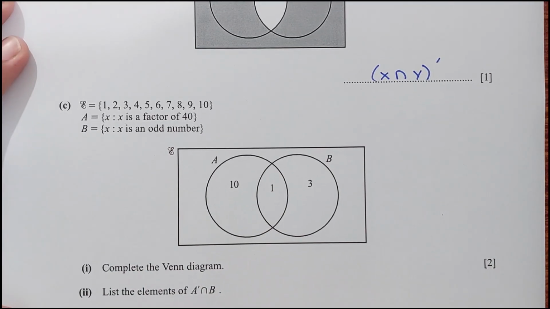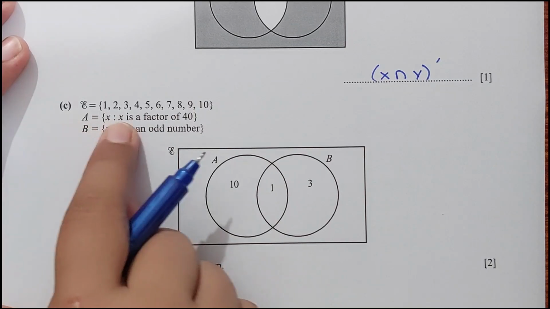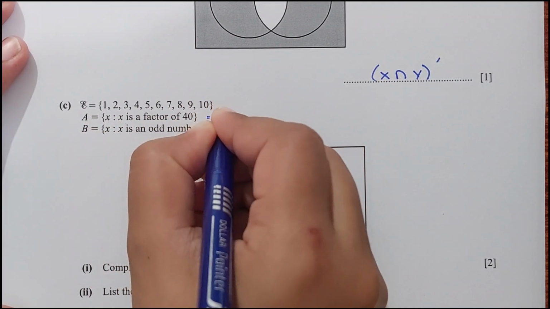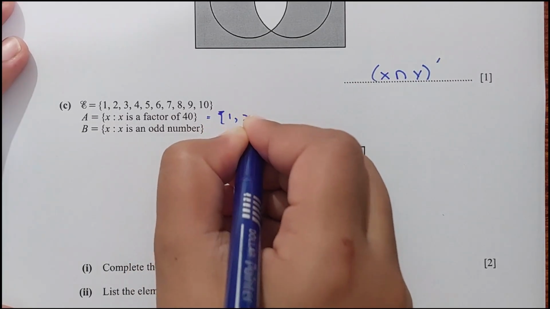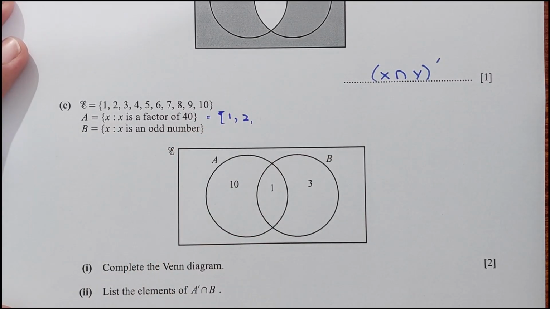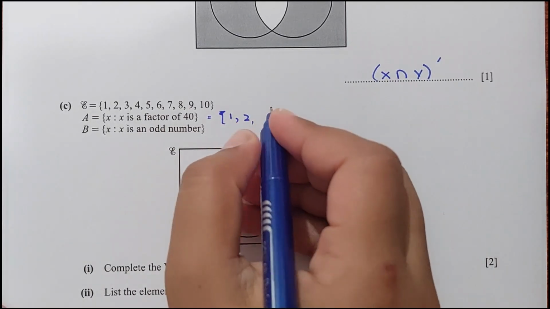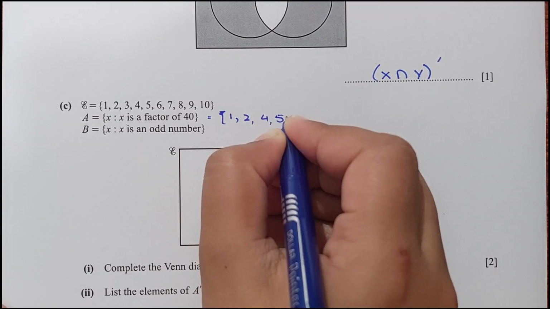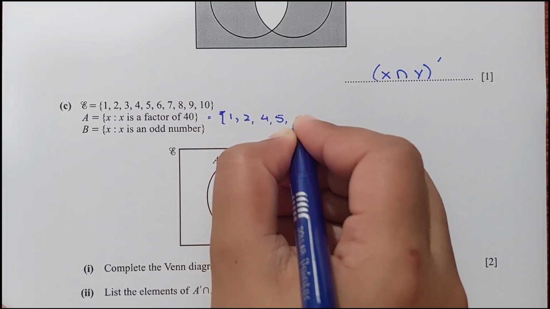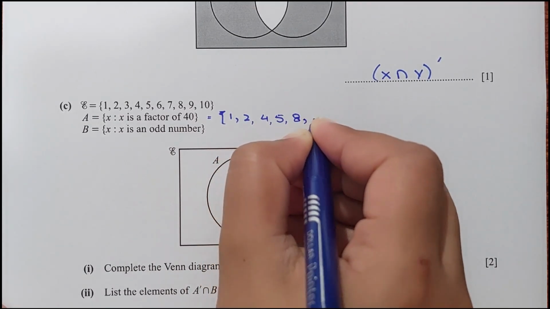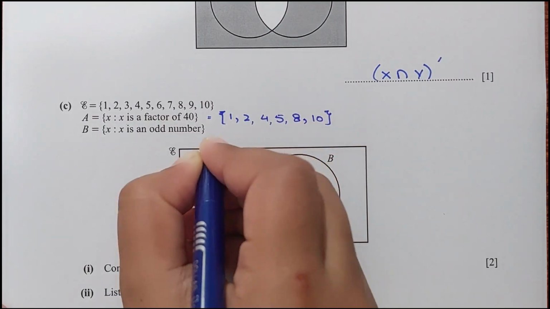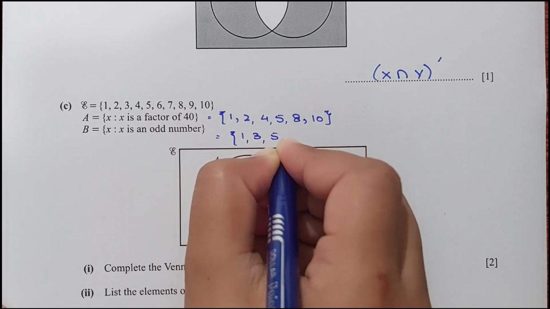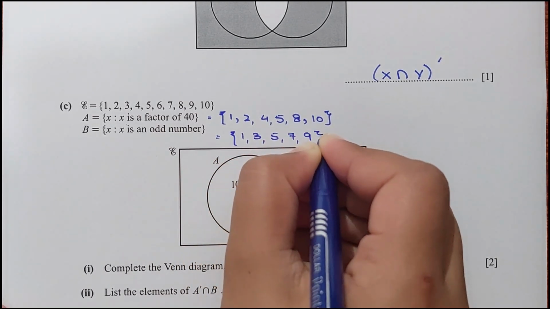Now for part C, we have a universal set 1 to 10. A is x is a factor of 40, the numbers that are factors of 40. Factors of 40 are 1, 2, 3 is not a factor of 40. We have 4, since 4 times 10 is 40. 5 times 8 is 40. 6, no. 7, no. 8 is a factor of 40. And we have 10 as well. Now for B, x is an odd number. 1 is an odd number, 3, 5, 7, and 9. These are the odd numbers.